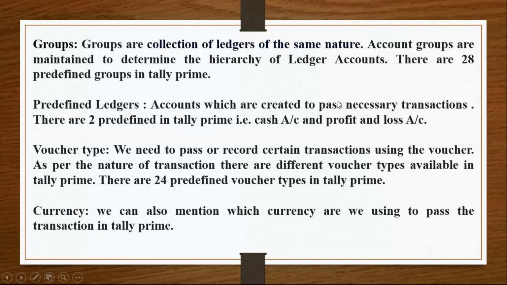Fine. Next we will look at groups. Groups are a collection of similar ledgers, a collection in which you will have ledgers of the same nature. In order to group our ledgers according to their similar nature, we will have to use this groups option. Here we have 28 predefined groups in Tally. Tally has created 28 groups for us to use. Make a note of these groups as well.